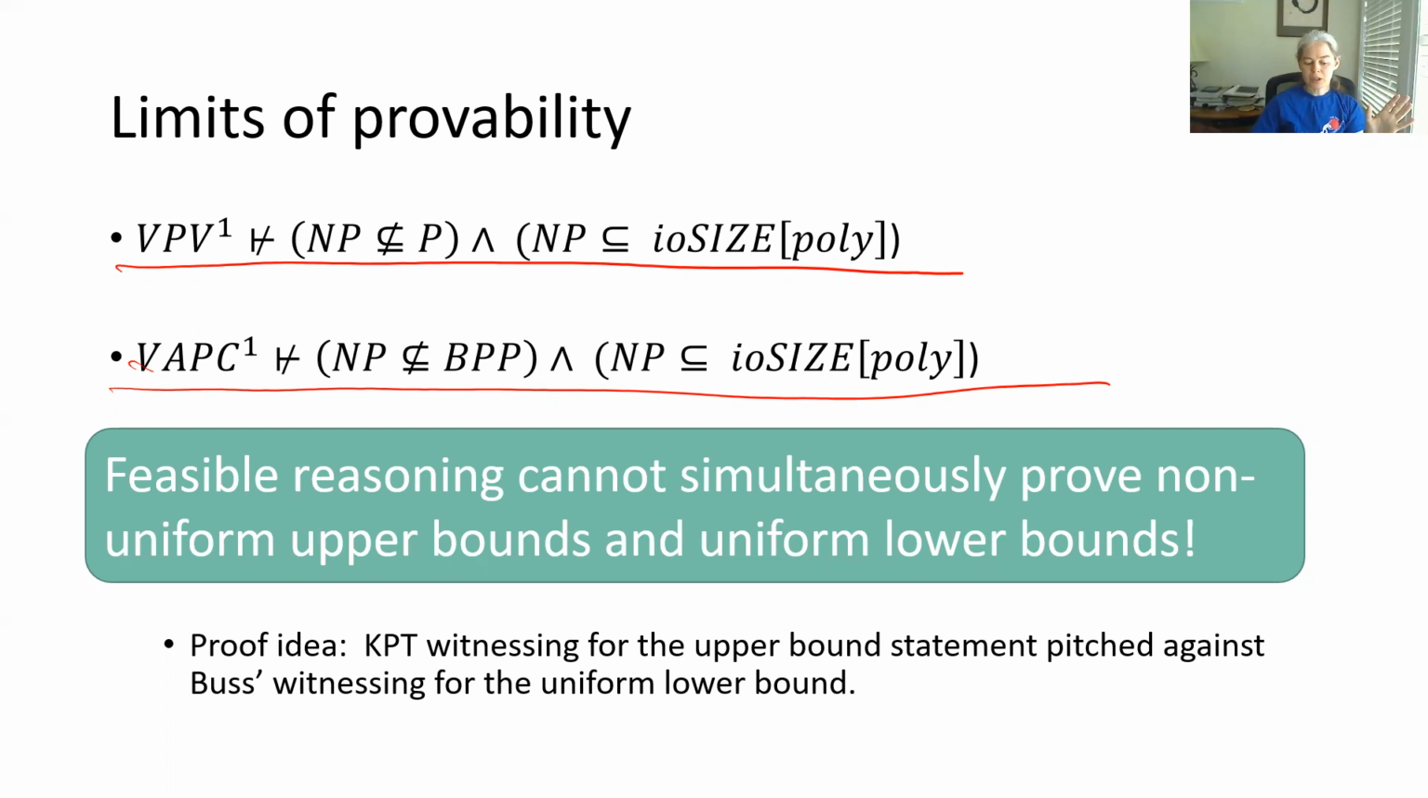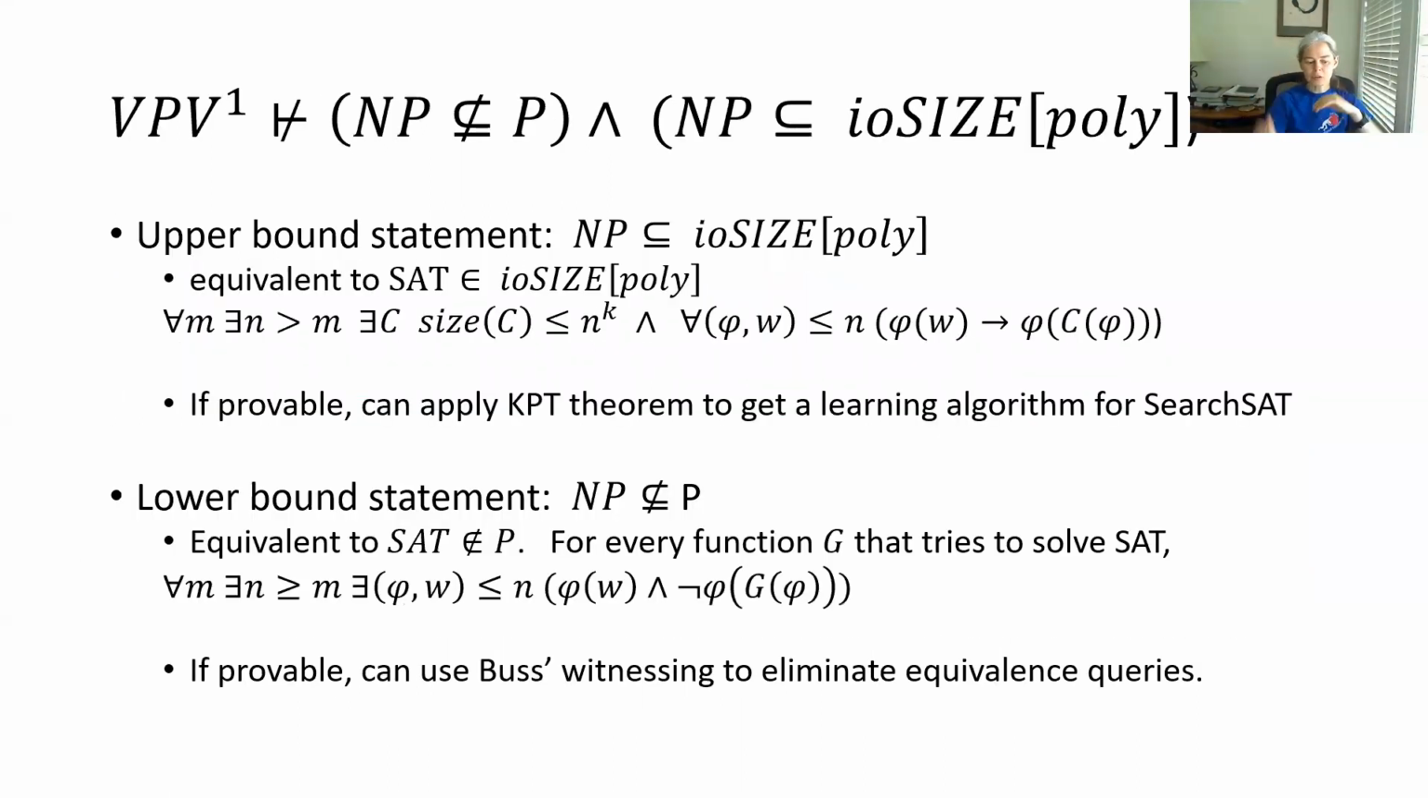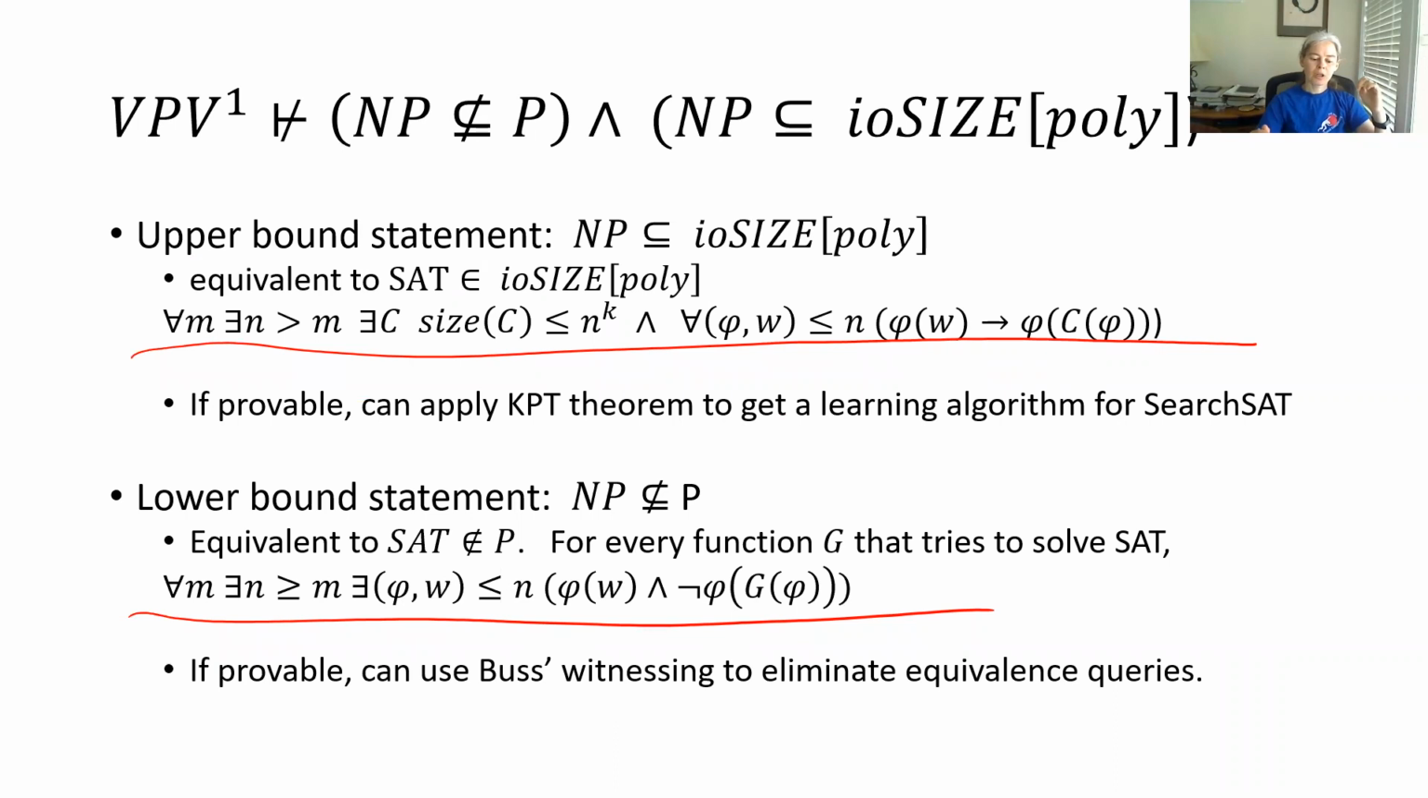And the proof idea is we have a witnessing for the upper bound, PPT witnessing. We have a witnessing for the lower bound statement. So upper bound statement, lower bound statement. And using the interplay of both of those witnessings, we can actually get the unprovability result. If you assume that P is equal to NP, that gives us an algorithm that allows us to get rid of equivalence queries and get a contradiction.